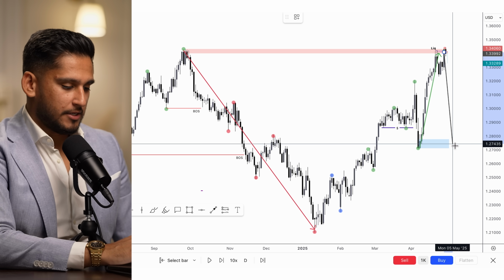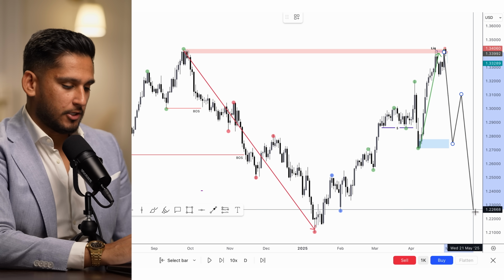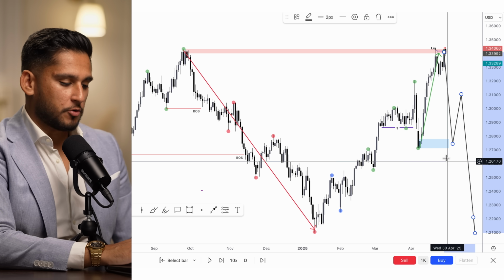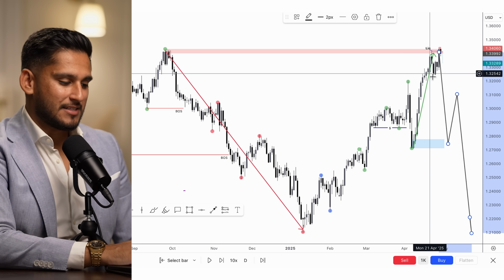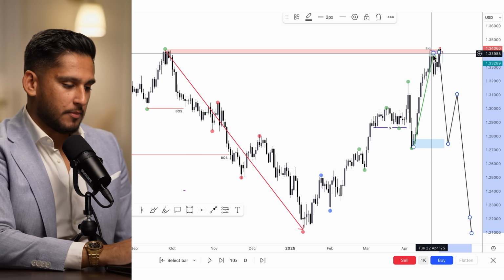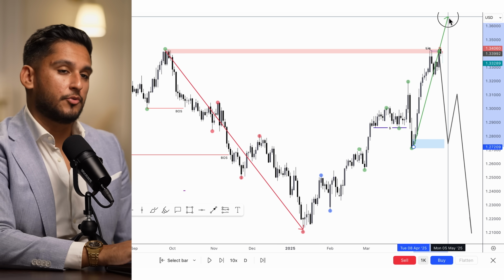Or we could go down here, we could then make a lower high, lower low, and continue this bearish trend from this one. So there are multiple roadmaps, but mainly speaking, this is that inflection point to see if the market is going to go higher or lower. Because as we know, the market could come to this level and just break through and continue higher.